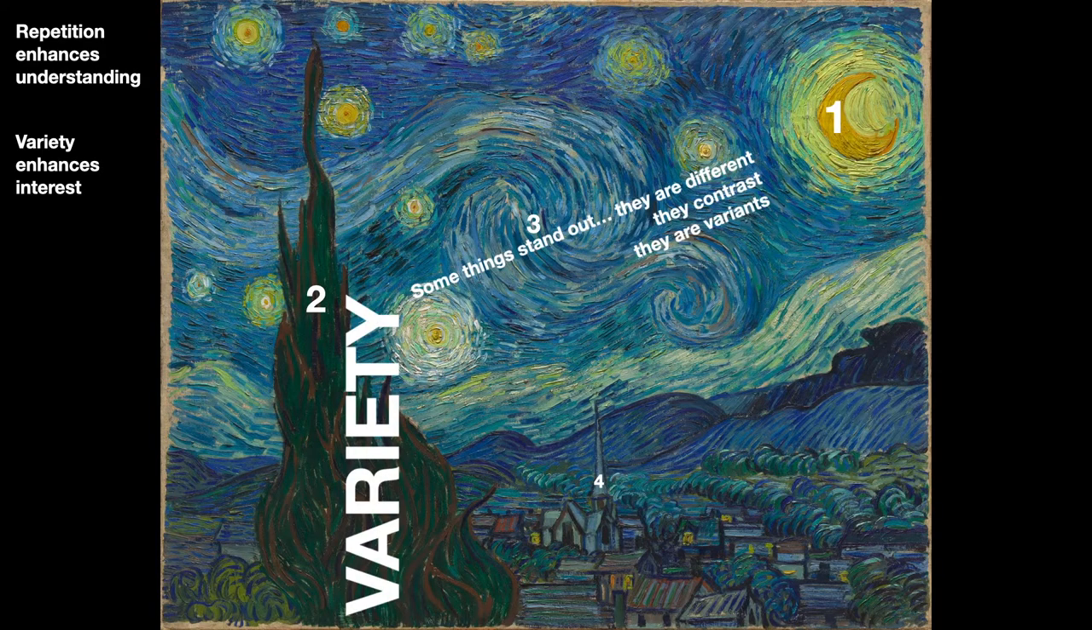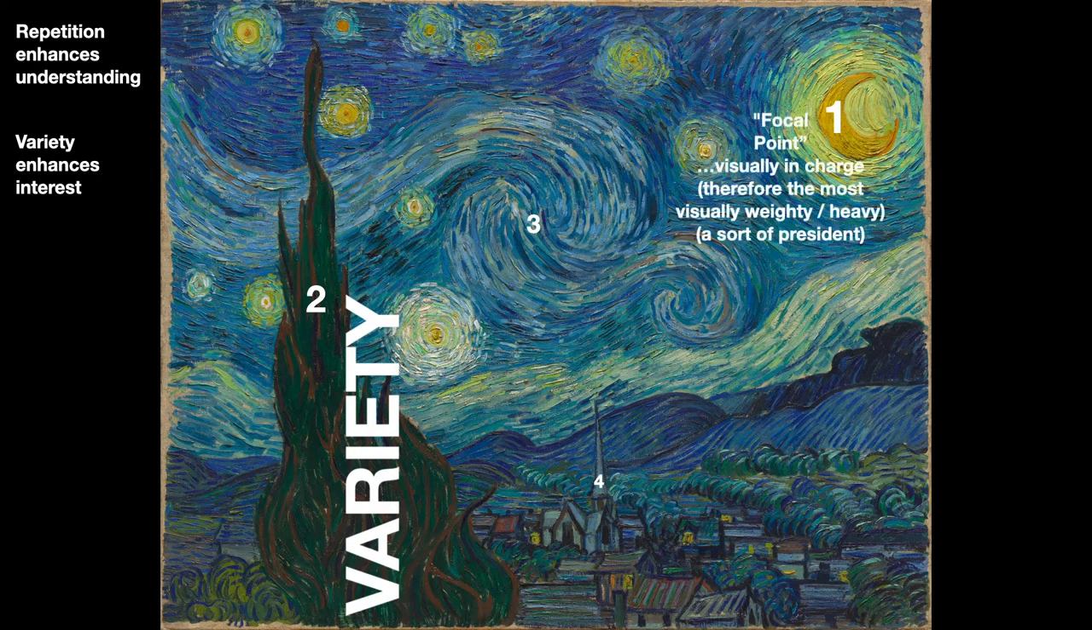There are plenty of stars, so your eye goes to the moon. There's only one moon. It's small, warm-colored, and a distinct shape. For all these reasons, it contrasts with the stars. In a composition, we call the area with the most contrast the focal point. It's the place that calls most strongly for our eye's attention.